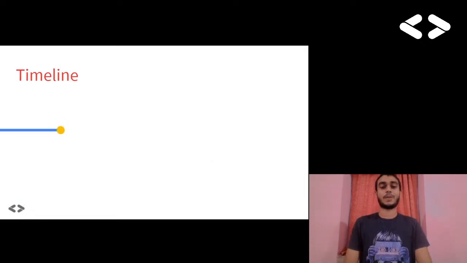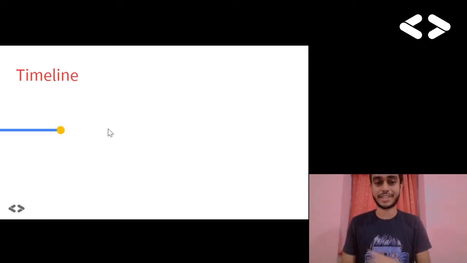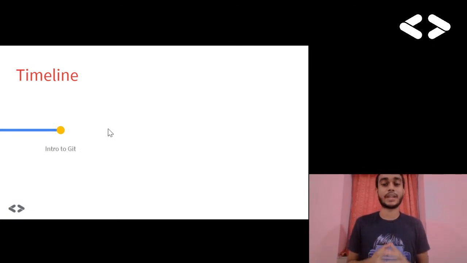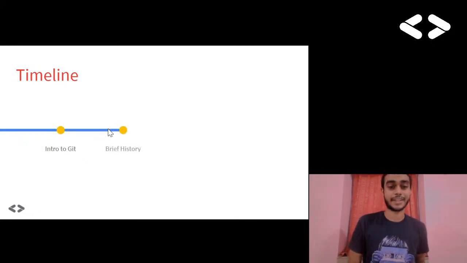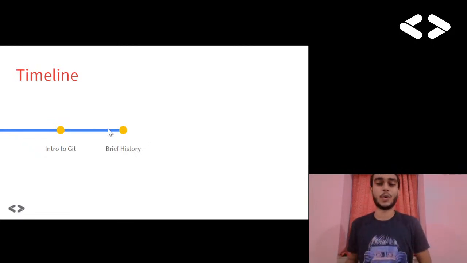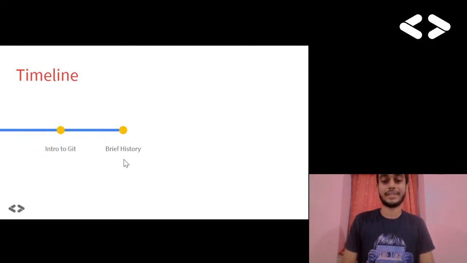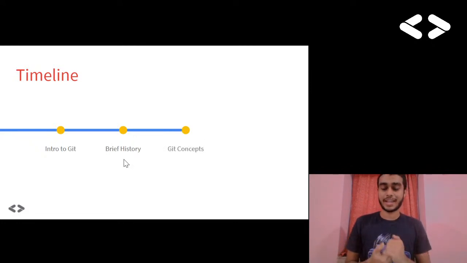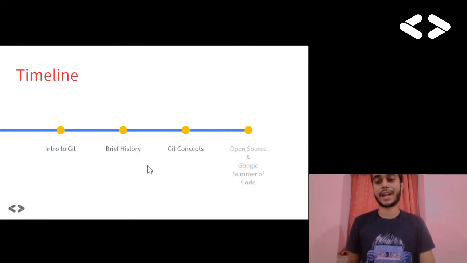All right. So first of all, we have the timeline of this presentation. First, we'll be talking a bit about an intro to Git. What is Git? Why Git? Then we'll move on to the history of Git. And I think Git is not too old. It started in 2005, and we'll discuss a bit about that. Then we'll move on with the Git concepts. Git is confusing. We have to agree. And I'll try my level best to give you as clear a picture as possible. Later, we'll look at open source and Google Summer of Code. We have Divyanshu Mahajan giving a talk on GSoC.